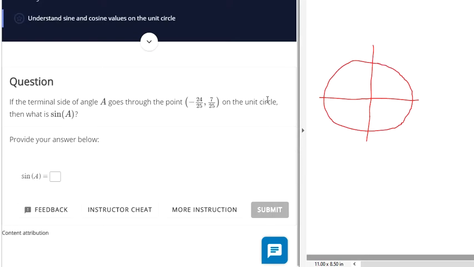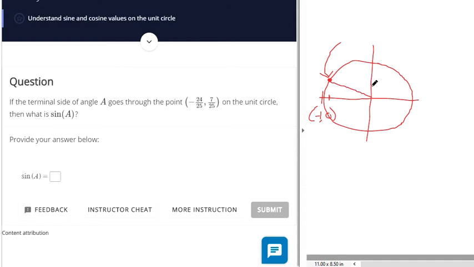Negative 24 over 25 on the x-axis would be probably somewhere over here, because this is going to be negative 1, 0 if it has a radius of 1. And then 7 over 25 on the y-axis. So this is a rough sketch of where my dot is. We're supposed to find out what sine of A is.